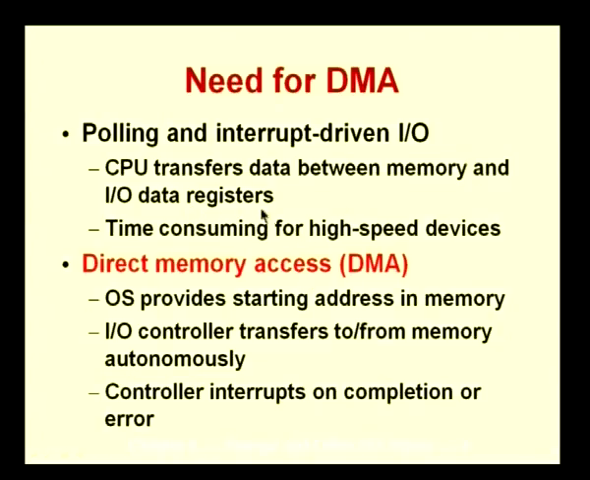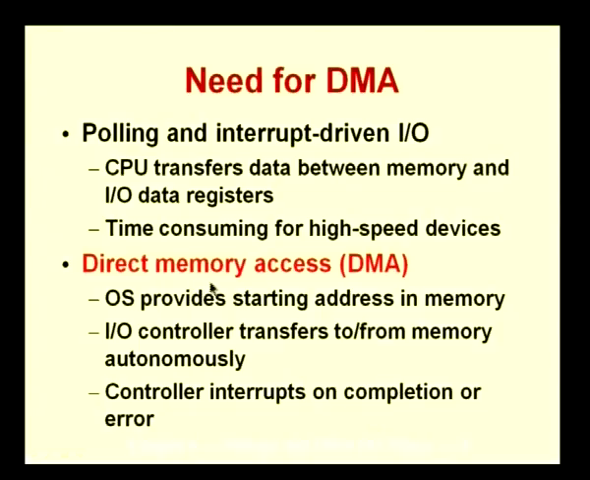In both the cases, there is a lot of time that is wasted, and especially for high speed devices, it can be very time consuming. So, we go in for this mechanism called direct memory access, where you have a separate device called a direct memory access controller or an IO controller which can do the data transfer autonomously. What we do here is that the OS will provide the starting address in memory, that is where the data needs to be transferred, and then this controller will autonomously, without the help of the processor, directly transfer from memory to the input output data registers or from the data registers to memory.